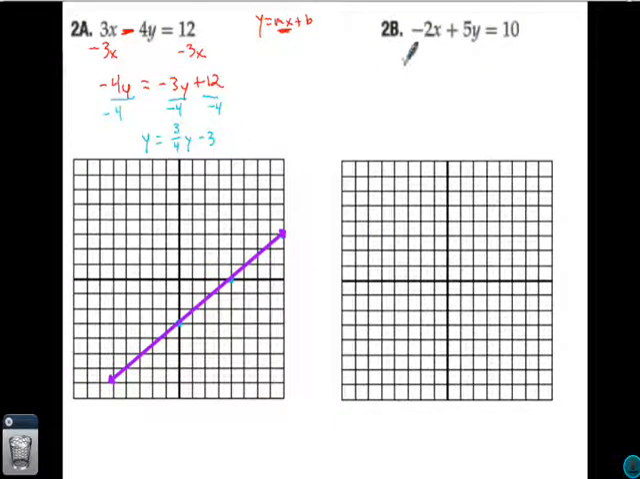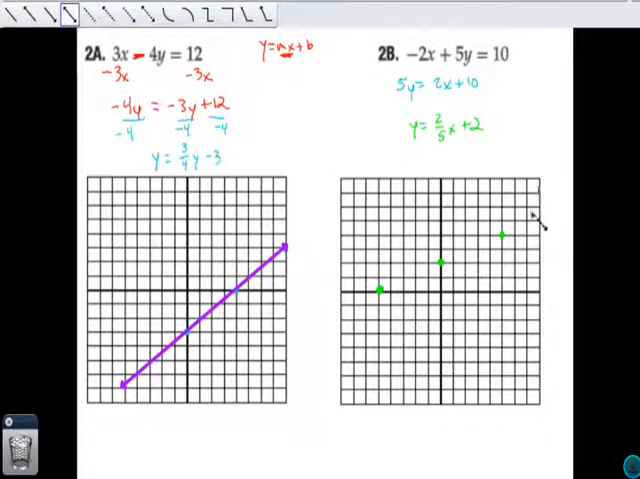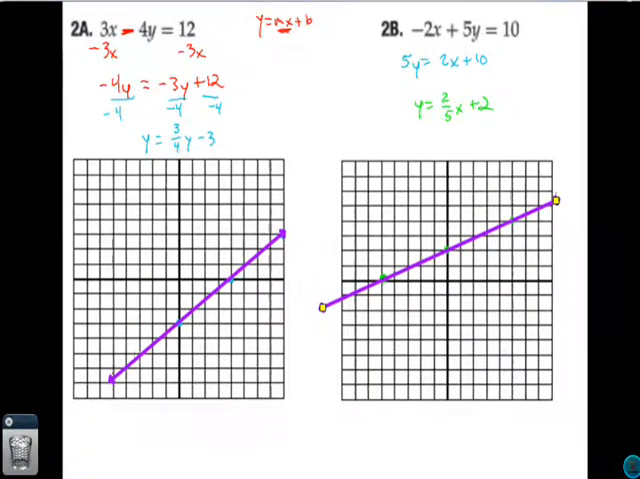Okay, so again, similar, 5y equals, I'm going to add 2x to both sides, and then I'm going to divide both sides by 5, and I get y equals 2/5 x plus 2. There's my y-intercept, up 2 over 5. And if I want 3 points, I can also go down 2 and left 5. And there is my line. Okay. All right.